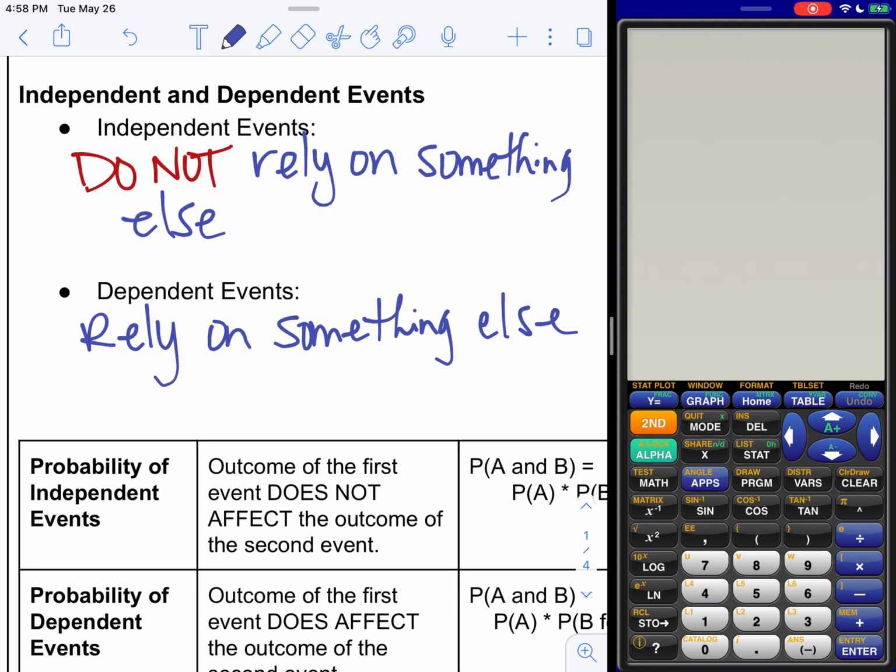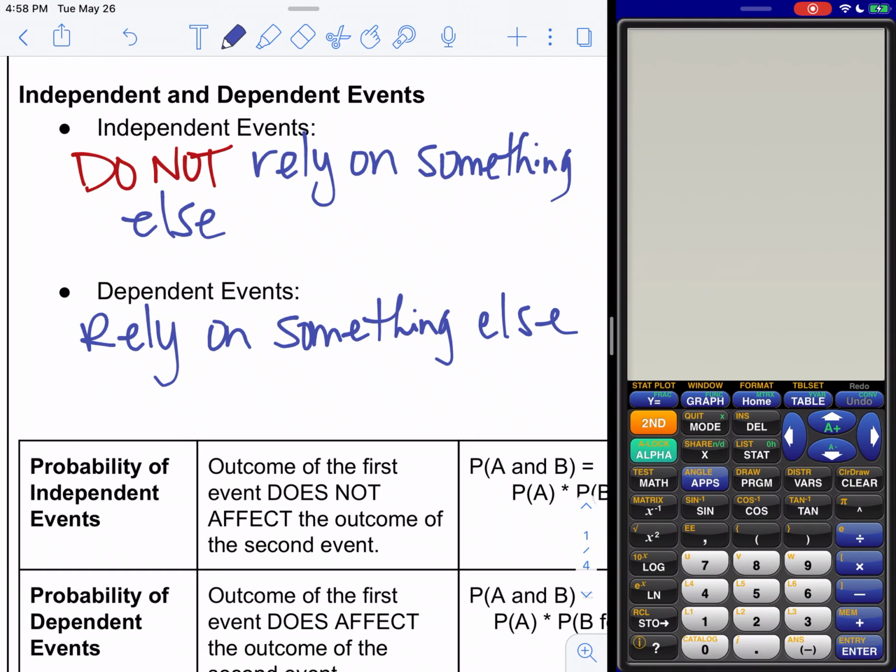Think about a tray of 12 cookies. Somebody comes and takes a cookie off that tray. Your choices are impacted based on whatever that first person took, because whatever they took is no longer an option for you, and that's a dependent event.